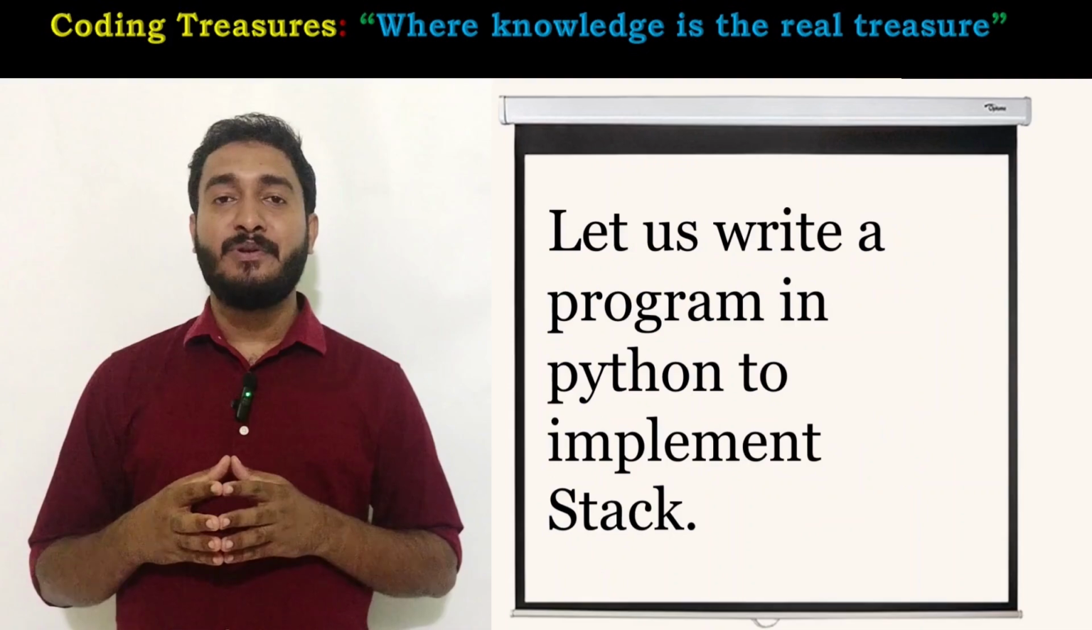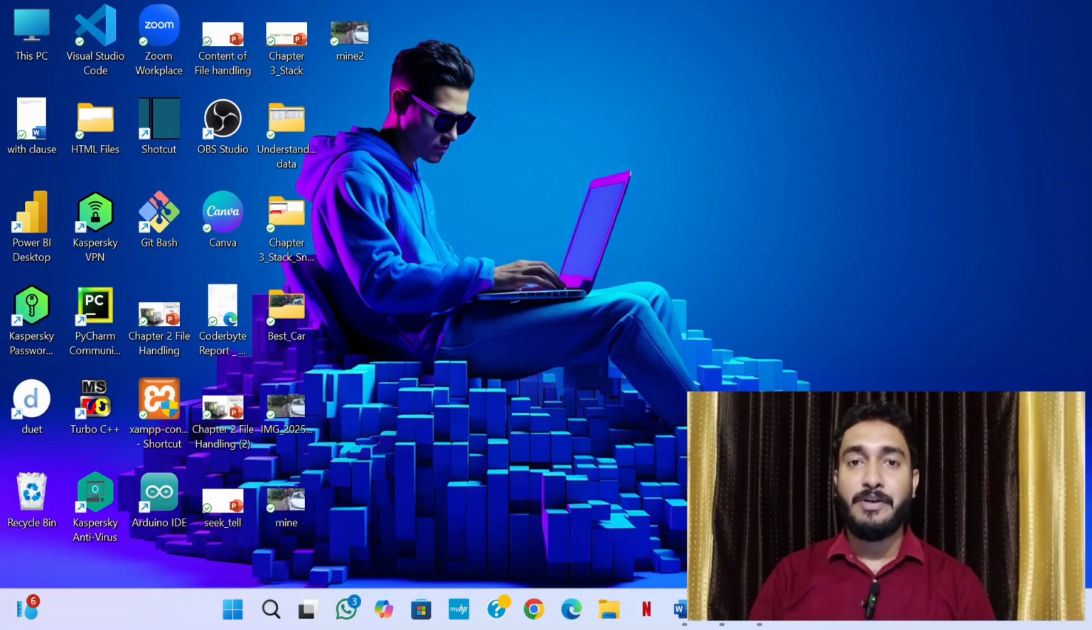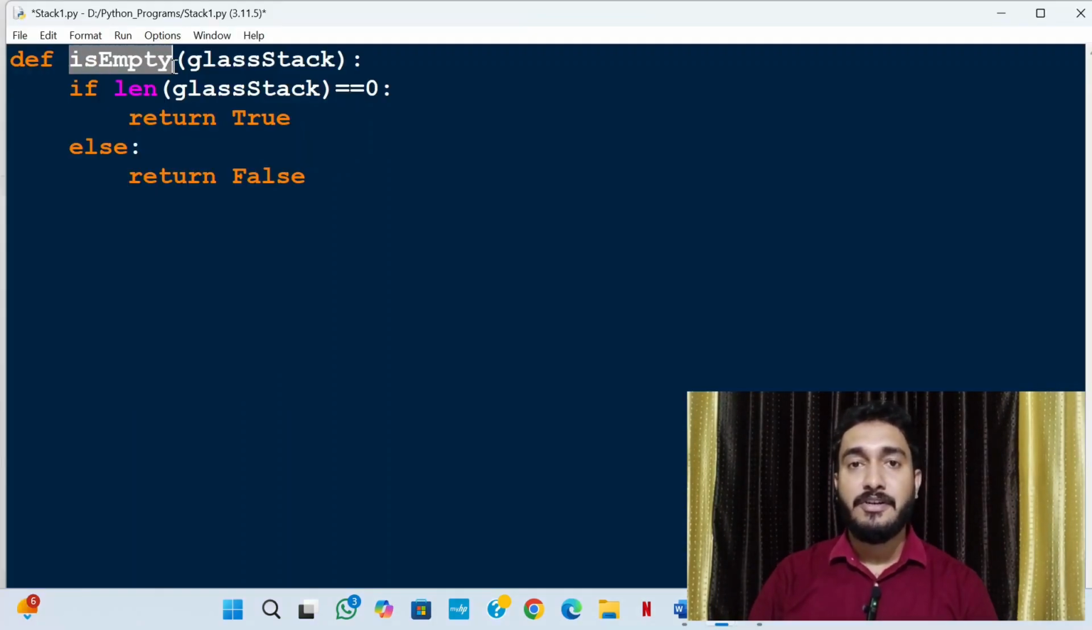Now let's see the practical solution of stack using Python. We will write all the functions one by one. First we have isEmpty function. We are passing glass_stack into this function. It will find the length of the glass_stack. If the length is equal to 0, it means that there is no element. So it will return true. If the length is greater than 0, it will return false. If the isEmpty function returns true, it means it has no element, the stack is empty. If the isEmpty function returns false, it means the stack has at least one element.